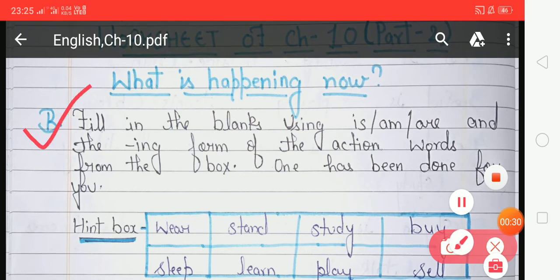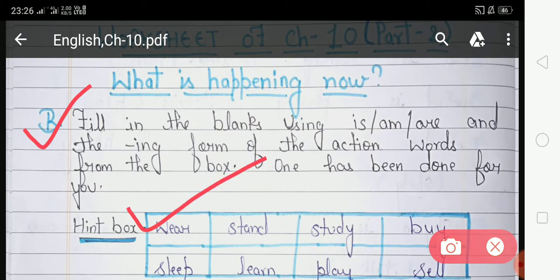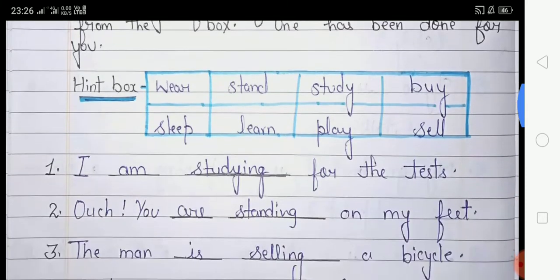That is exercise B. Fill in the blanks using is, am, are and the ing form of the action words from the box. One has been done for you. So students, in these exercises you have to fill all the blank spaces from this hint box. Now look at first number.